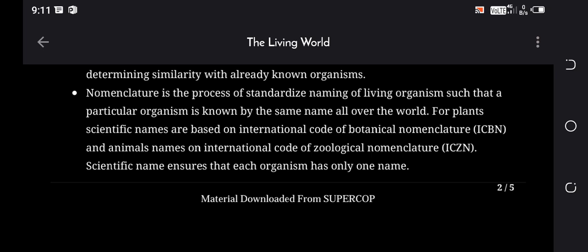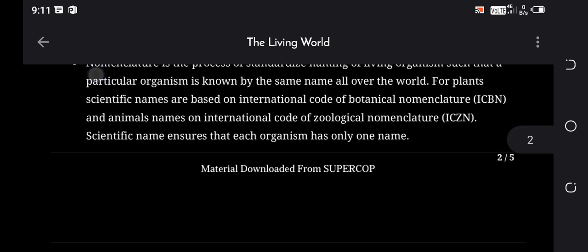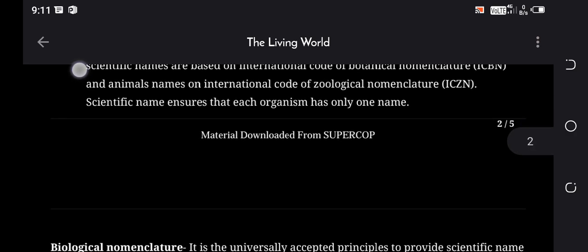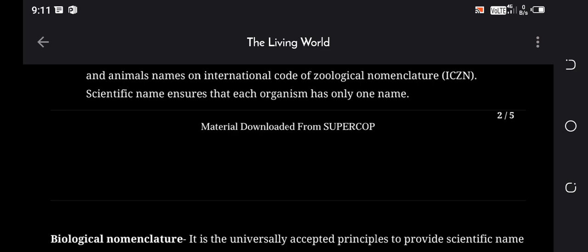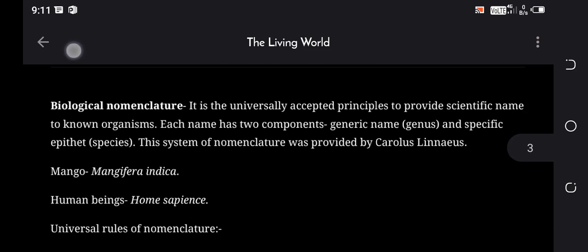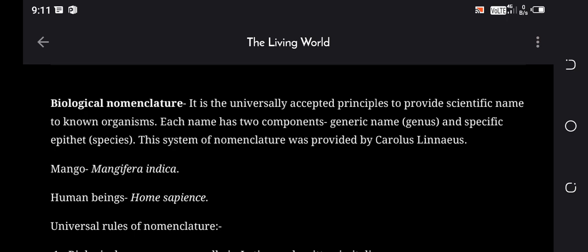Nomenclature is the process of standardized naming of living organisms such that a particular organism is known by the same name all over the world. For plants, scientific names are based on the International Code of Botanical Nomenclature, and for animals, the International Code of Zoological Nomenclature. Scientific names ensure that each organism has only one name. Biological nomenclature has universally accepted principles to provide scientific names to known organisms.